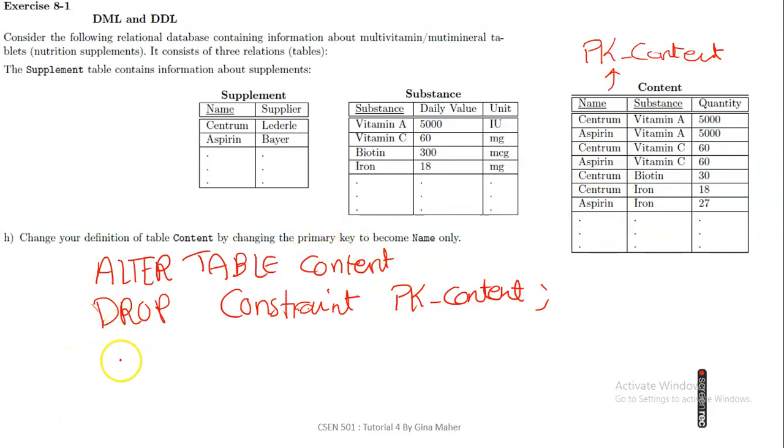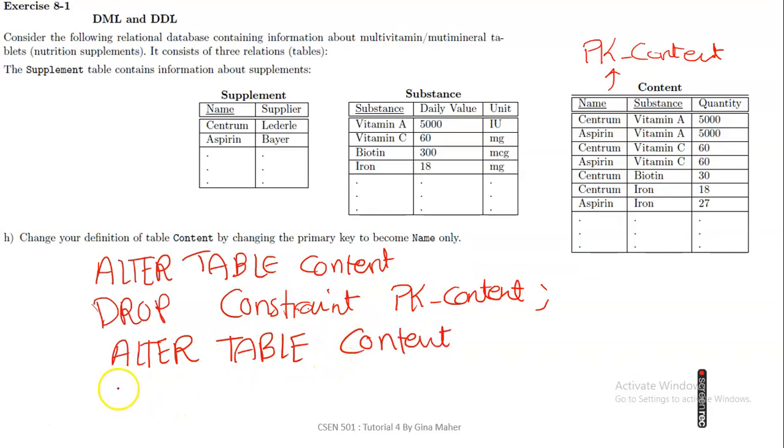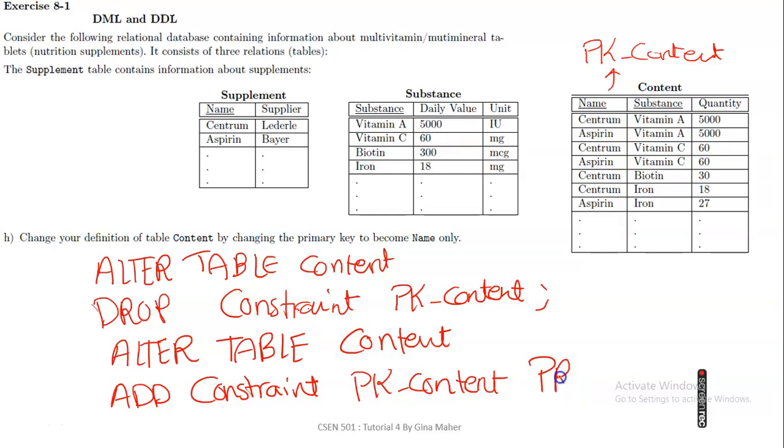Okay, so we are going to write again alter table content, add constraint pk content, which is a primary key name. Okay.